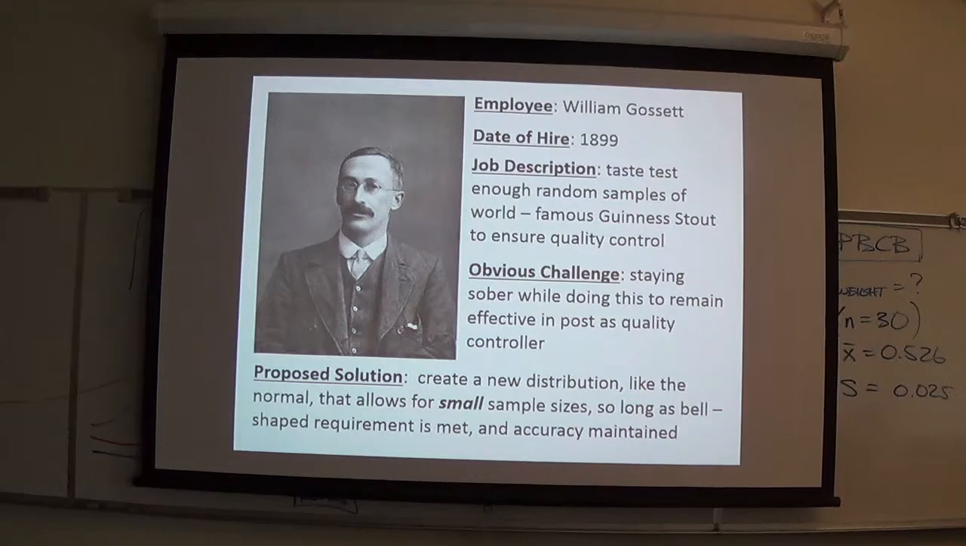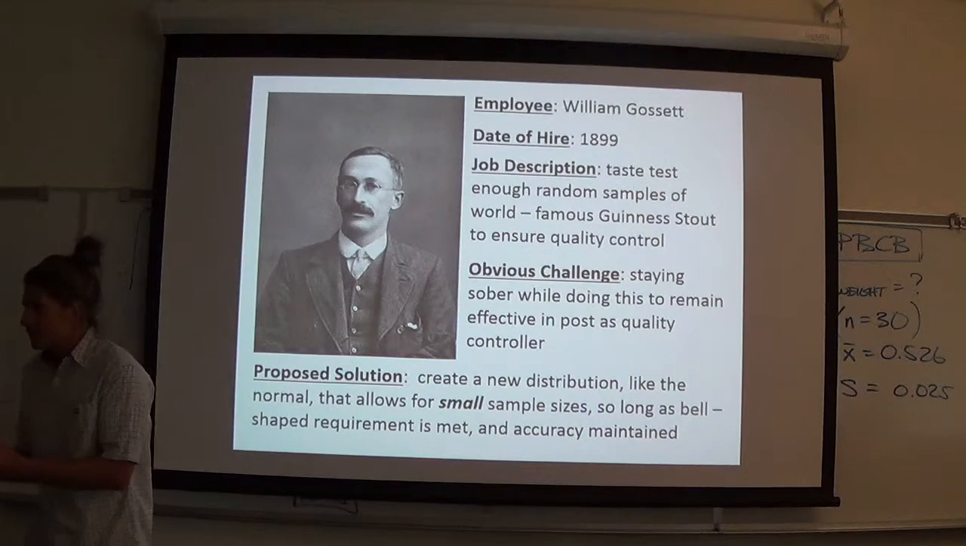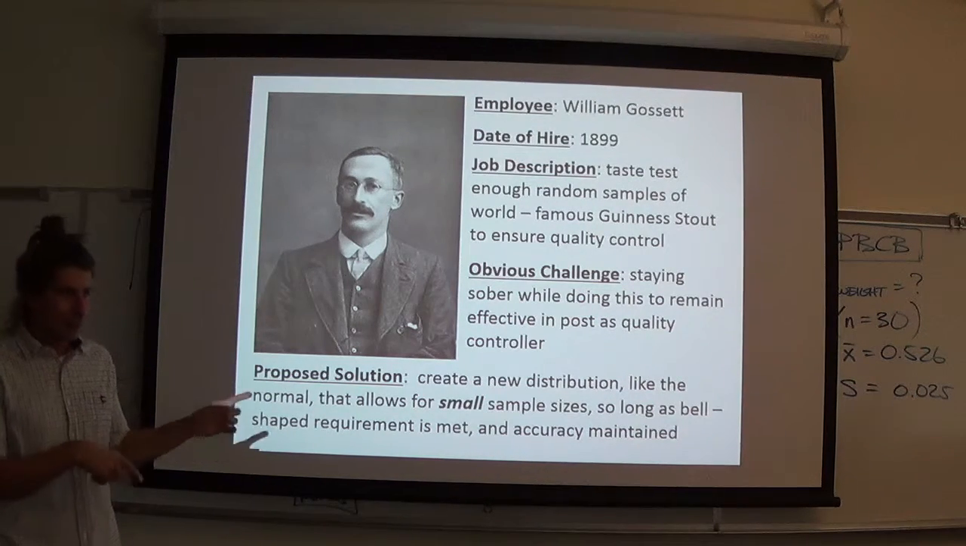He had a lot of jobs, but one of them was basically consistency testing and also crop yield testing for the different kinds of grains they used. The problem was, well, there's a couple problems. Number one, Guinness was exceptionally small at that time. So, you know how we talk about sample sizes being large enough? They didn't have that luxury of large samples.